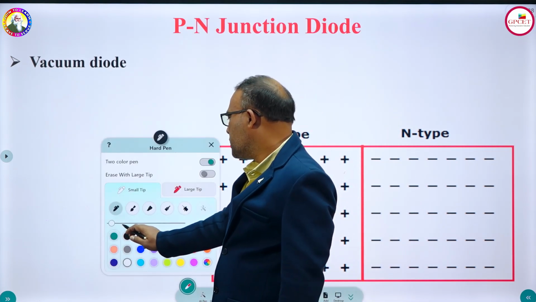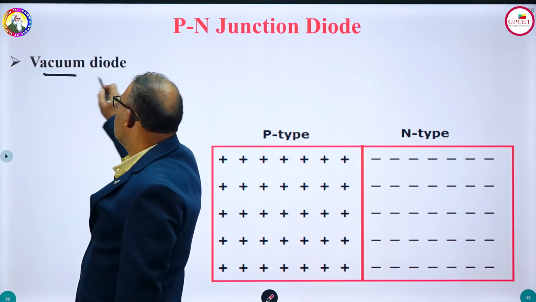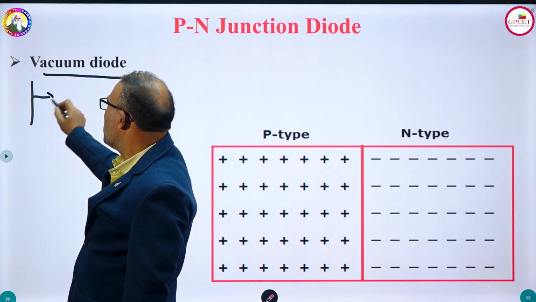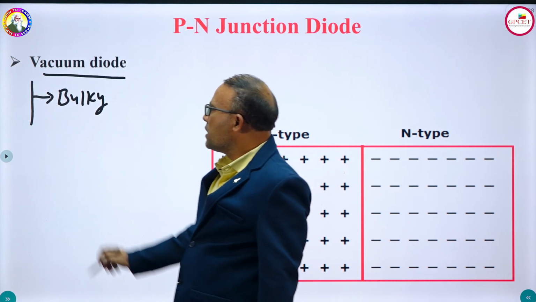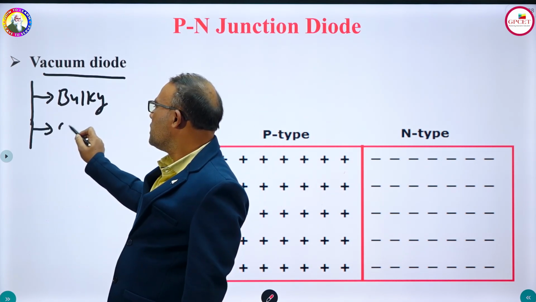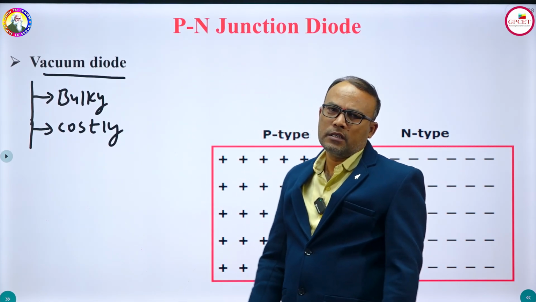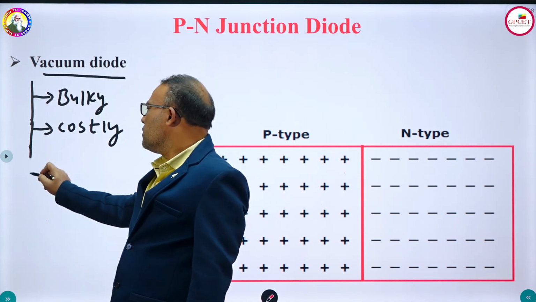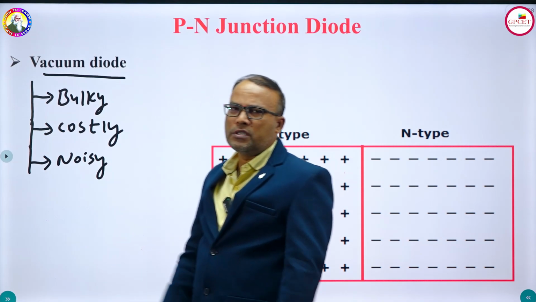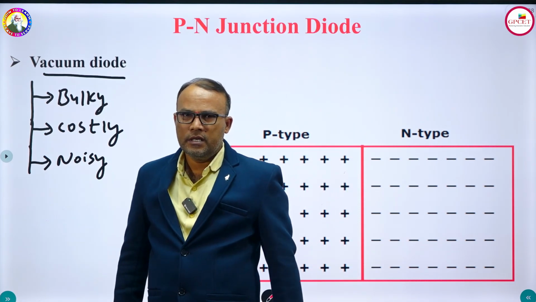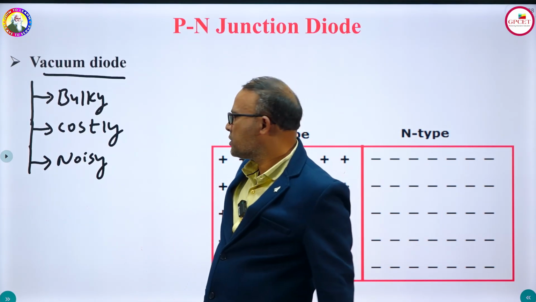What are those disadvantages? The disadvantages of vacuum diode are like this. This vacuum diode is bulky in nature, and also this vacuum diode is costly. It is too costly to buy that vacuum diode, and it is also noisy. It produces more noise, buzzing sounds while the signal is being transmitted, right? If it picks the signal, it gives more sound as that of the present radio systems.